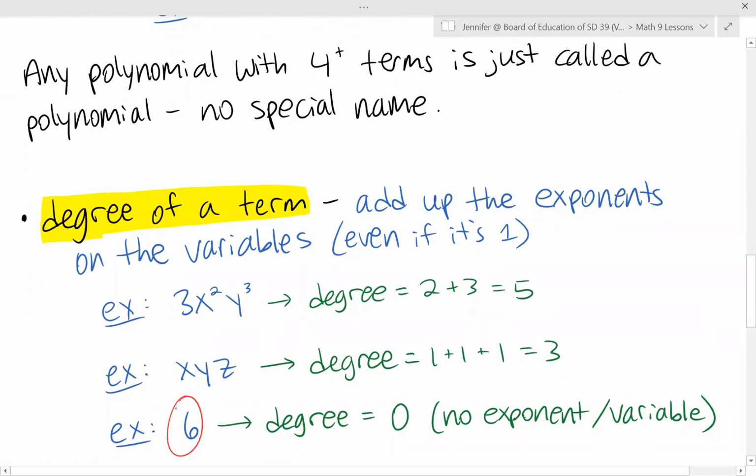What about 6, though? This is a constant on its own, and there's no variables. So this has degree 0, because there's no exponent and there's no variable associated with this. The degree of a term is when you add up the exponents on the variables. So if there's no variable, then the degree is 0.